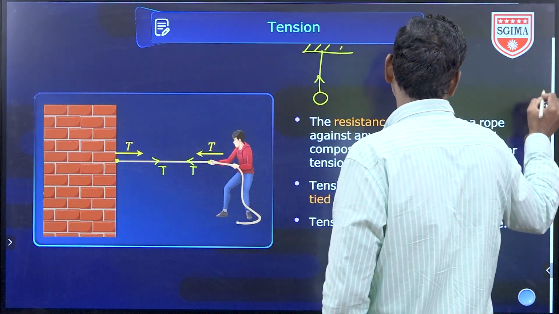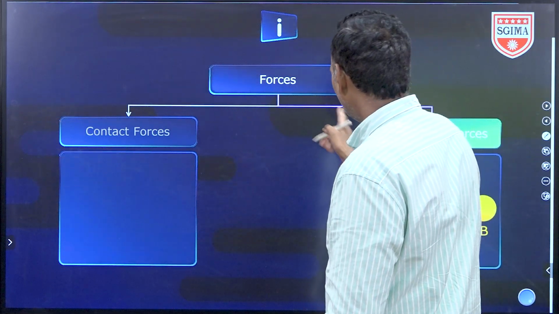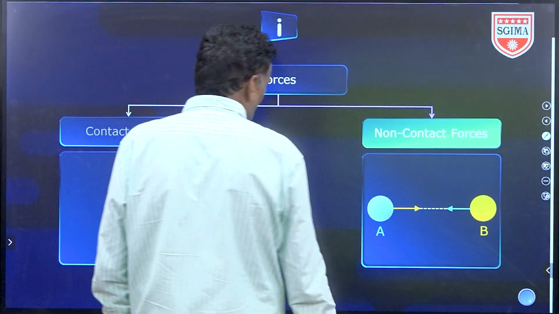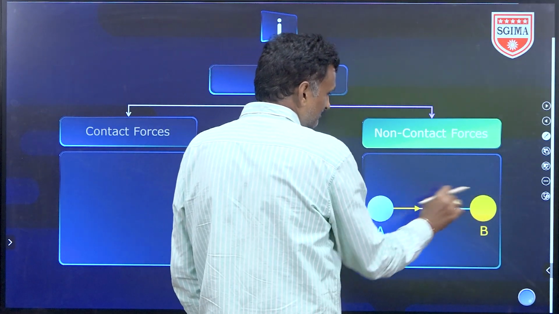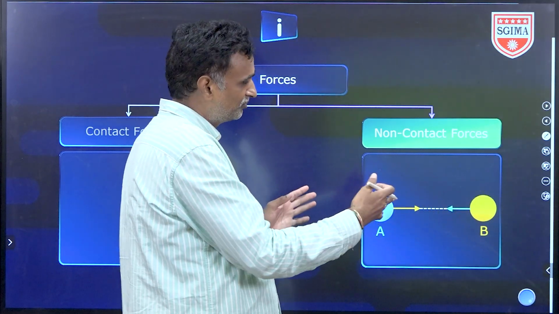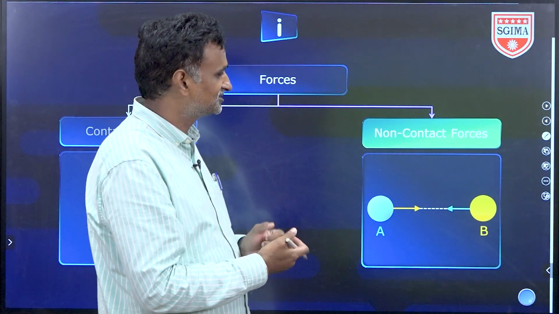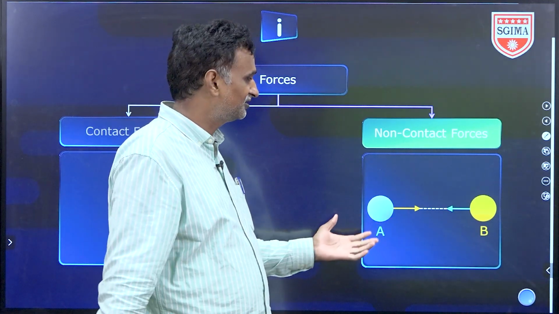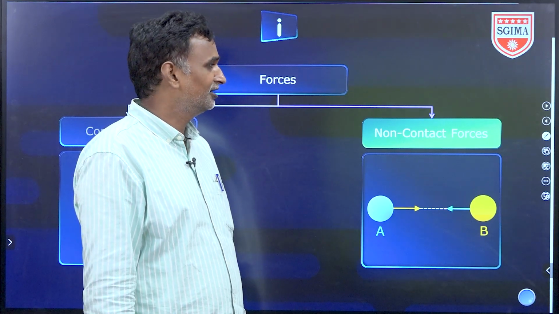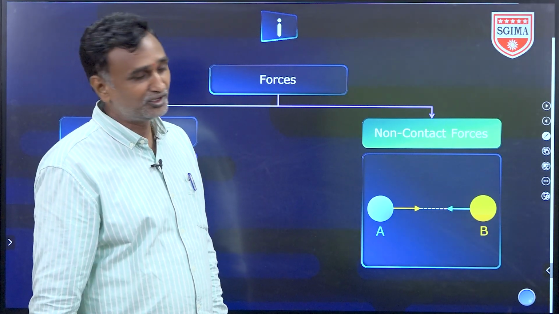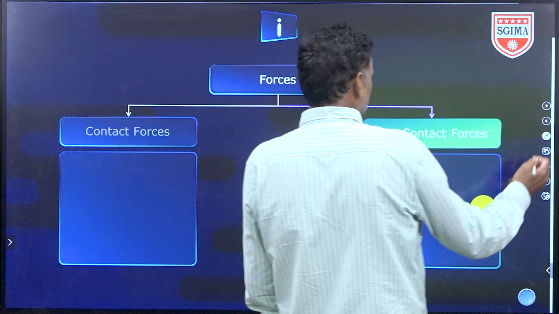Next, a different second case: non-contact forces. They exert force on each other but from a long distance away. Such forces are called non-contact forces. Examples I told you: gravitational force, electrostatic force and magnetic force come under non-contact forces. Next slide we will see.